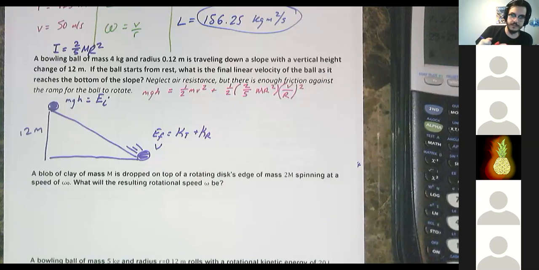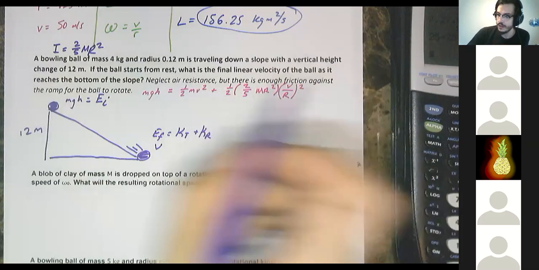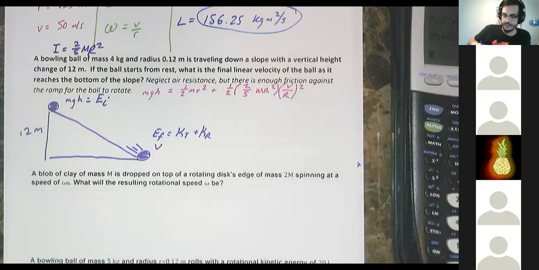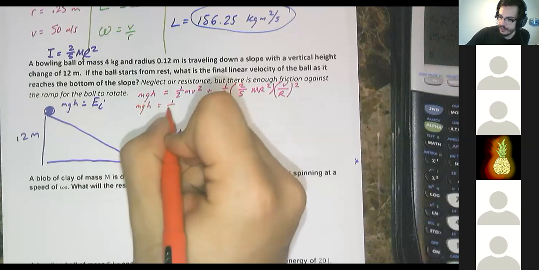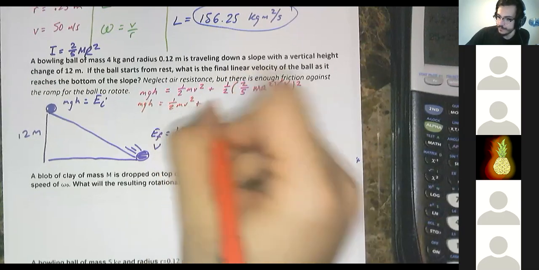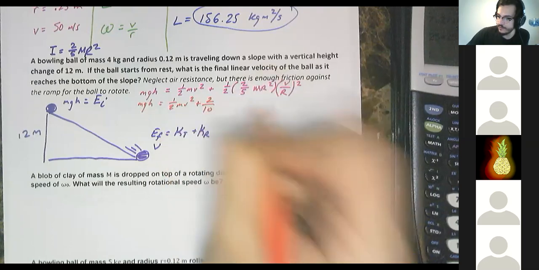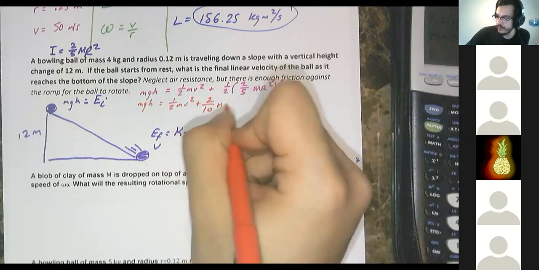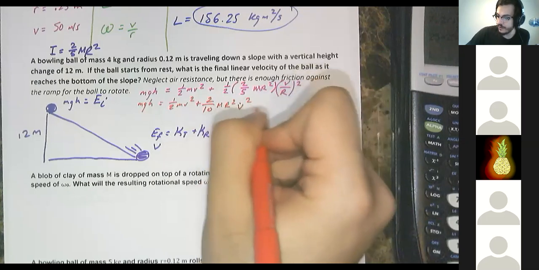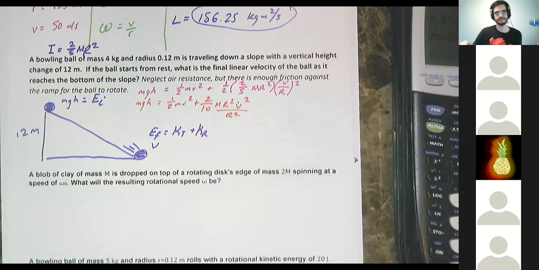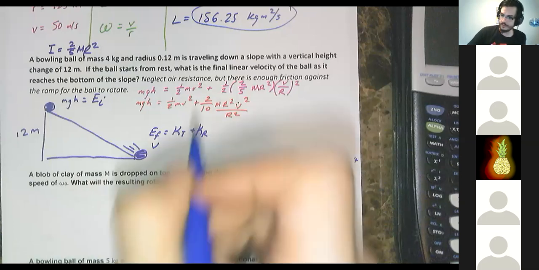In order to prevent the same mistake of last time, like the r squaring being hard to follow, I'm going to do another step before I plug anything in. I'm going to distribute. mgh equals 1/2 mv squared plus 2/10 mr squared times v squared over r squared. And that's kind of neat.